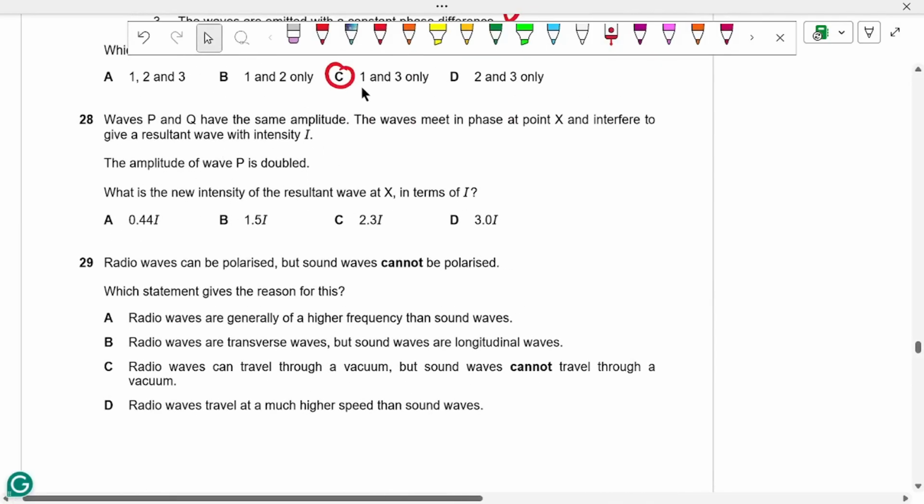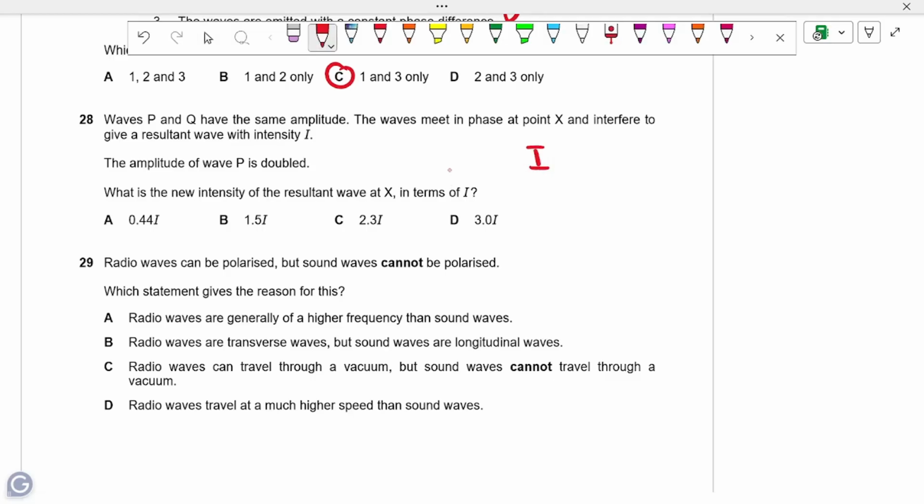Question 28. Wave P and Q have the same amplitude. The waves meet in phase at point X and interfere to give a resultant wave with intensity I. The amplitude of wave P is doubled. What is the new intensity of the resultant wave at X in terms of I? Okay, there's a relationship between intensity and amplitude. So intensity is directly proportional to amplitude squared. So intensity would just be equal to K A squared.